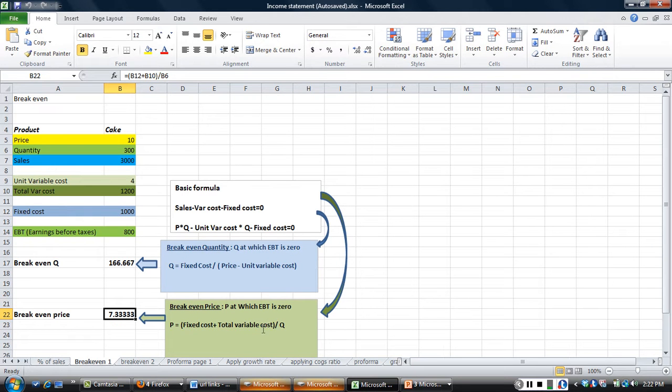So look at the total quantity divided by Q, you get this thing. Now, in order to check how this formula works, let's first do this check. What if I change the quantity, instead of 300, to 166.667? You will see the earnings before taxes is almost 0, which means that at that price of 10, I have to sell at least 167 to be able to break even.